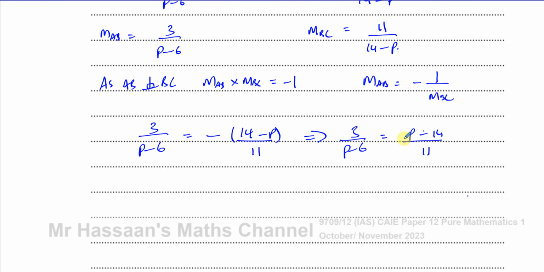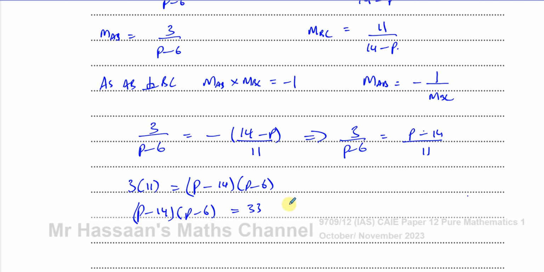Okay, so now we have to solve this equation. We can solve this equation by cross multiplying, or you can say multiplying both sides by 11 and by P minus 6. You're left with 3 times 11 equals P minus 14 times P minus 6. So you end up here with P minus 14 times P minus 6 equals 33.